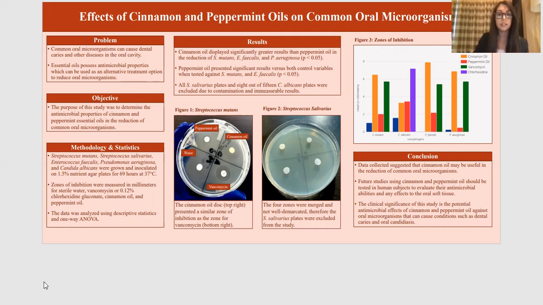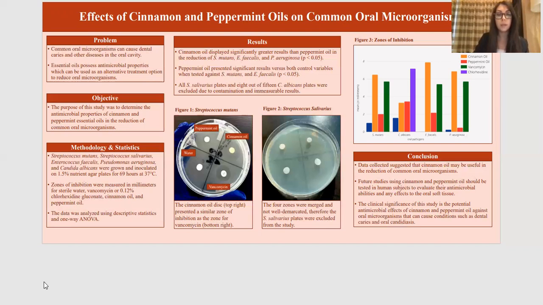Enterococcus faecalis is an opportunistic bacteria that inhabits the gastrointestinal tract. The oral cavity can serve as a reservoir for Pseudomonas aeruginosa in elderly and immunocompromised patients. Candida albicans is an opportunistic pathogenic fungi that can be found in the oral cavity.